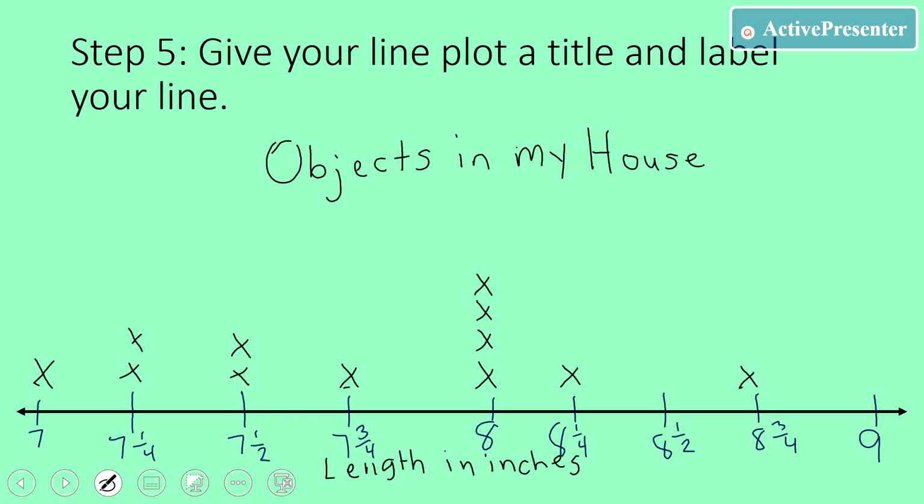I've now made a line plot that has all kinds of information in it. I know that I measured 12 things because I have 12 X's: 1, 2, 3, 4, 5, 6, 7, 8, 9, 10, 11, 12. I know that most of the things I measured were 8 inches long. I can find out all kinds of information just from my line plot. I could ask people questions about my line plot and you could answer them, like how many objects were less than 8 inches long, or how many objects were between 7 and 8 inches long. There are lots of questions I could ask you.